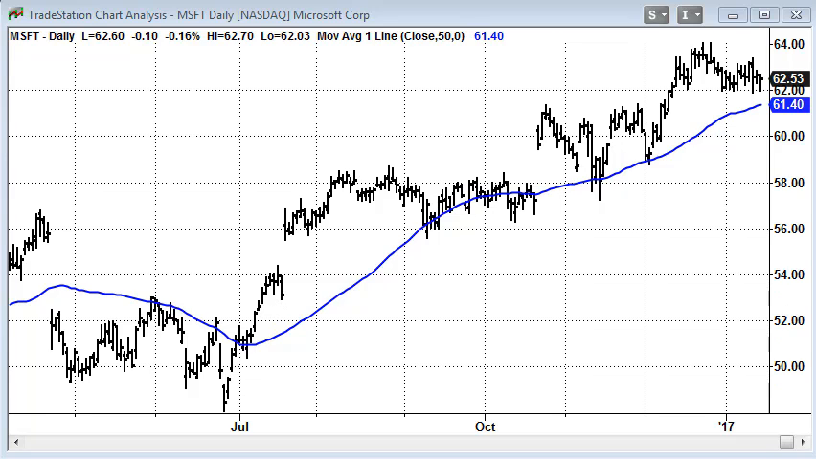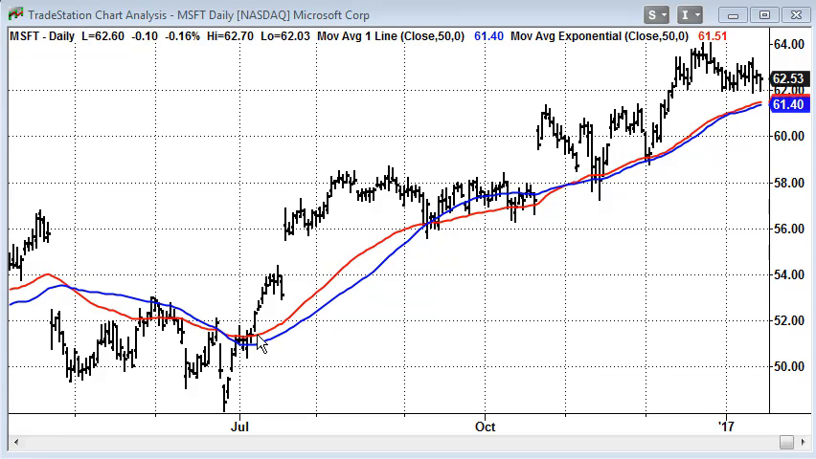Let's add an exponential moving average to show you the difference. Now we're looking at the same chart for Microsoft, and the red moving average is actually an exponential moving average. What you can tell is that they are very, very close, and prices were moving in the same general direction.